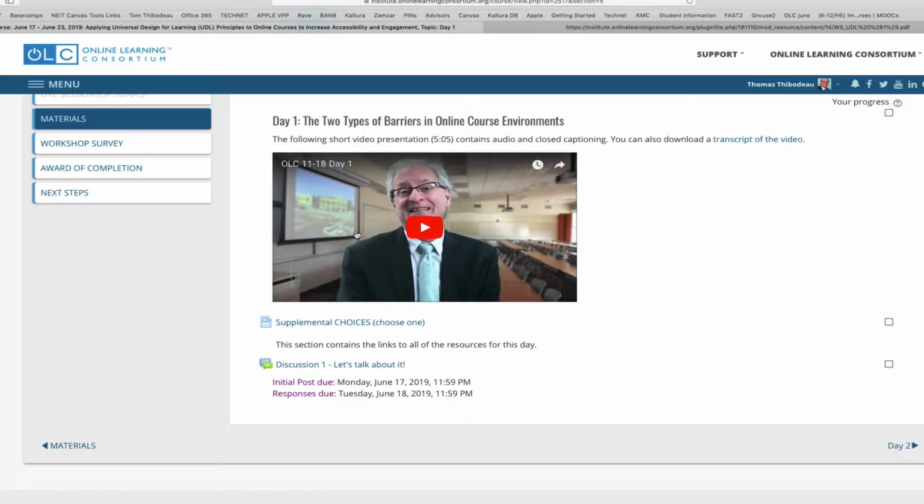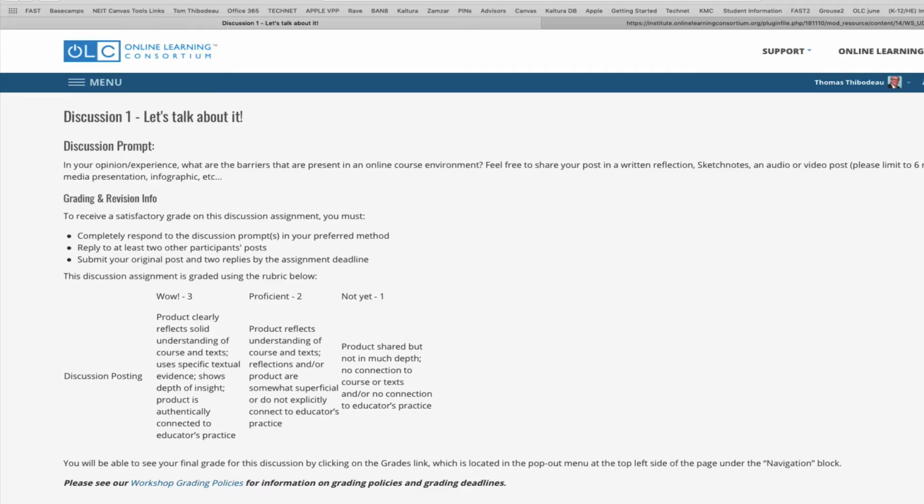you will post your discussion for week one or the day one. And here's the rubric that we'll be using for all of these discussions. It's pretty straightforward and pretty general, but it basically shows that you are doing really well with your understanding of UDL, whether you're proficient at it or whether you still have some work to do that you don't have it yet. And we'll be talking about that growth mindset as we go along.